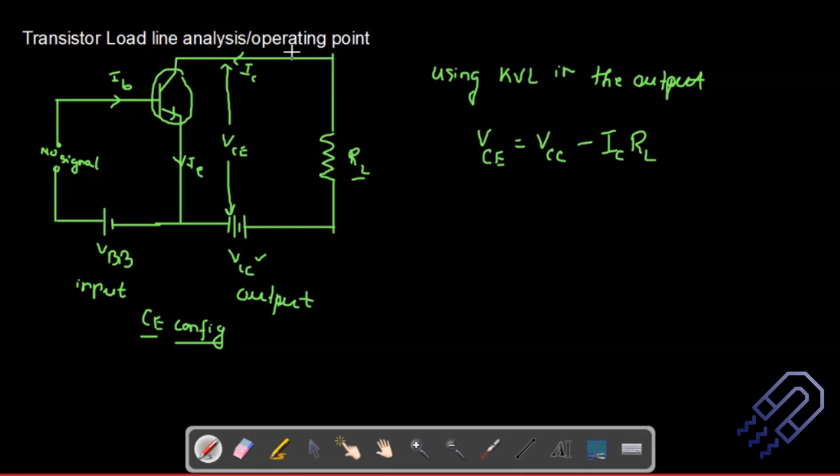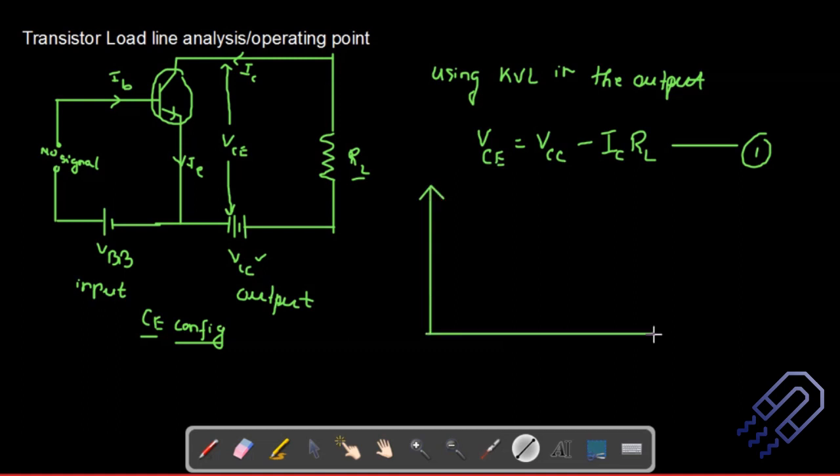So if we have this particular current, we can just take IC into RL, and this will give you the voltage drop across the resistance RL, that's the load resistance. So this is the equation that we can write down. And now what we are going to do is draw the characteristic curve. So from here we are actually going to get what we call the load line.